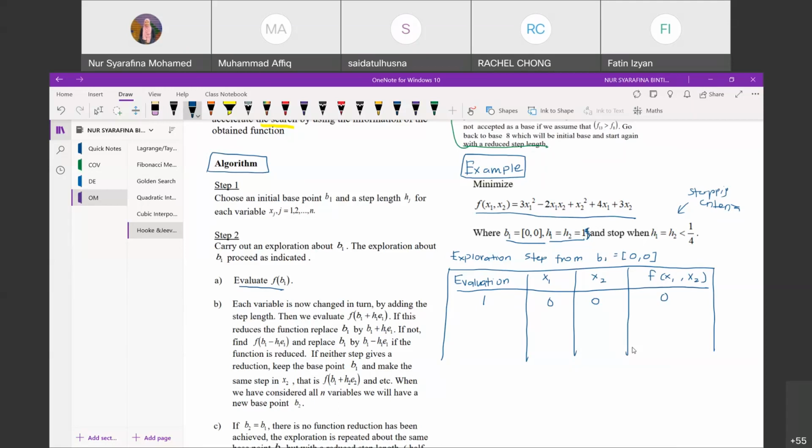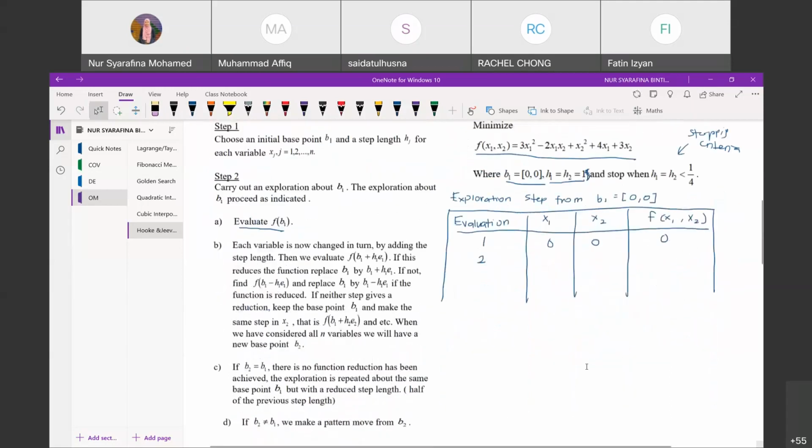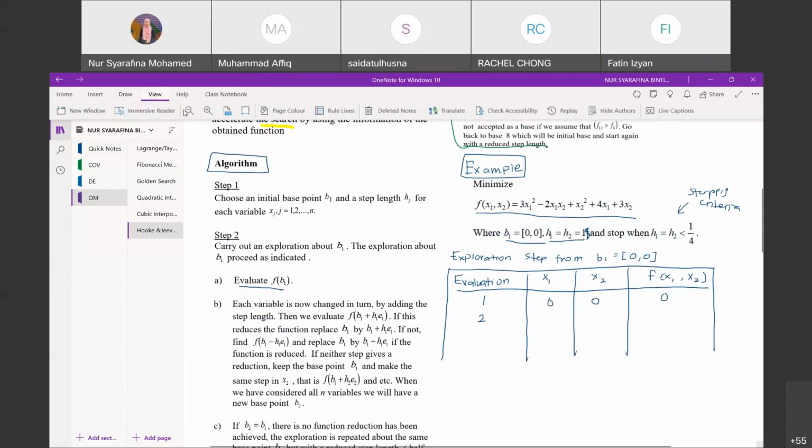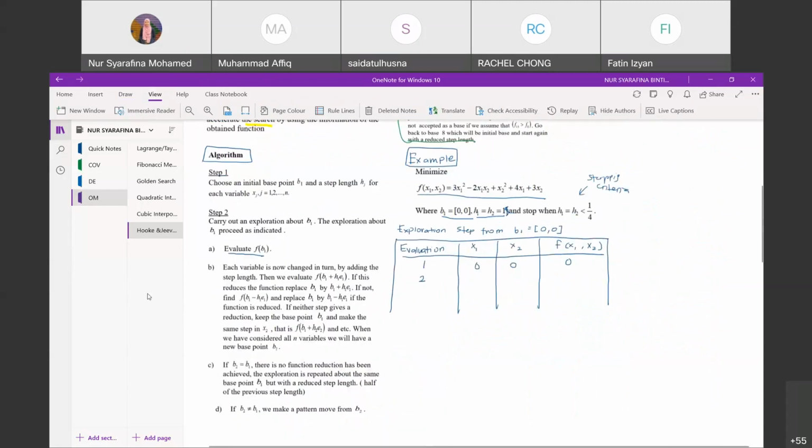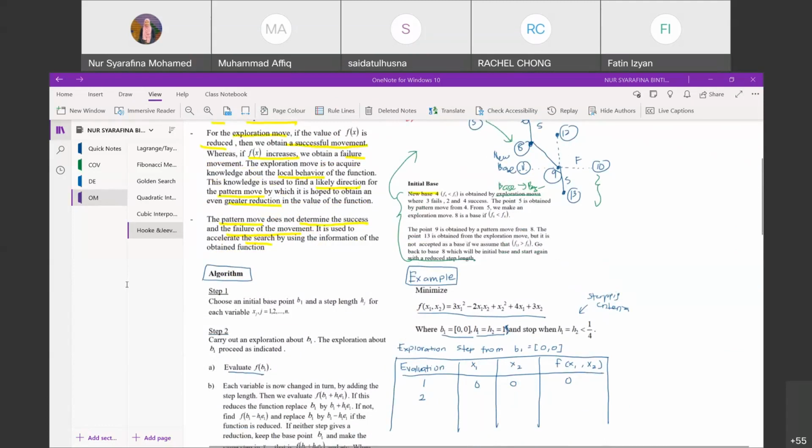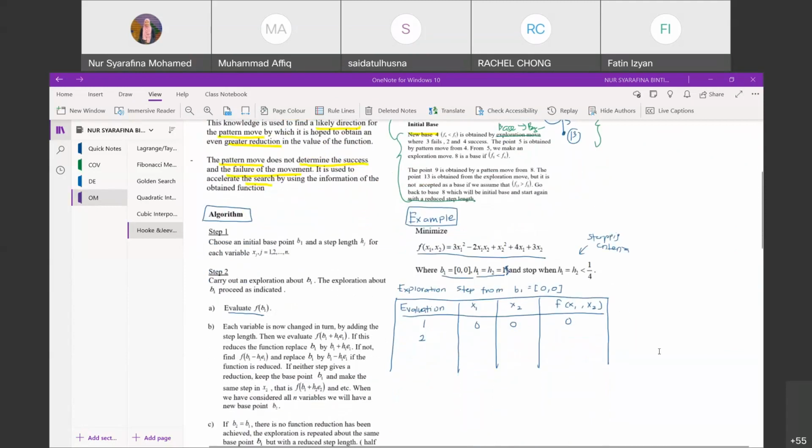Just substitute the value here into the function. And then the next exploration, we should start with what? Remember our movement process is from what? Can you see it? Or is it too small? Can you see it clearly here? Is it too small? Can, right?